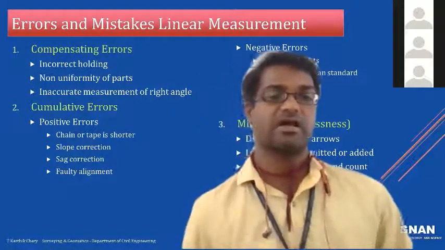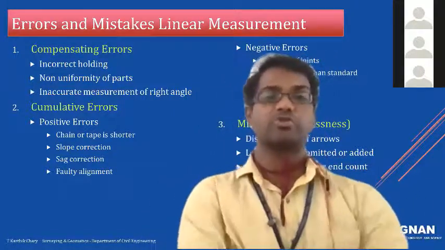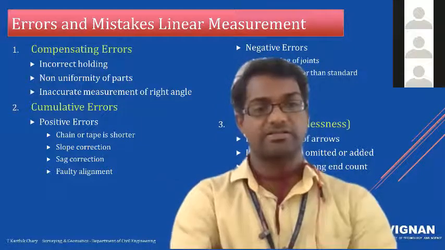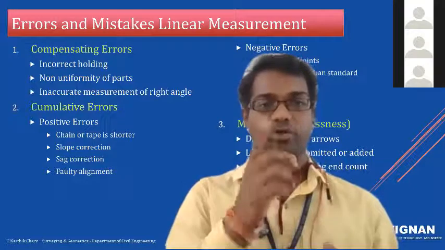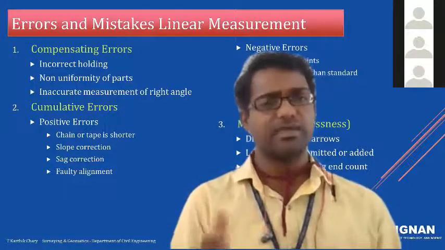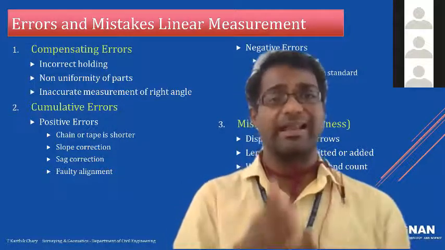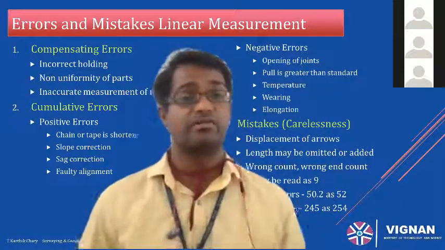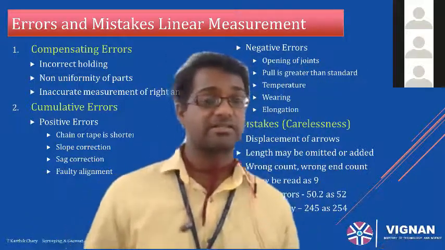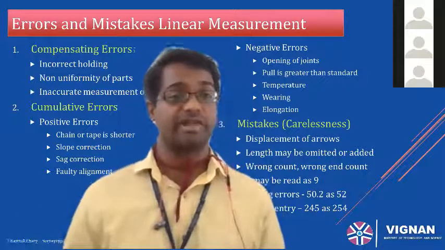Cumulative errors are the errors which you can correct, right? These can be due to chain or tape shortening. You can have slope correction. You can have sag correction. There is a faulty alignment. So these are the errors which are positive, right? There are some cumulative corrections which are negative, right?